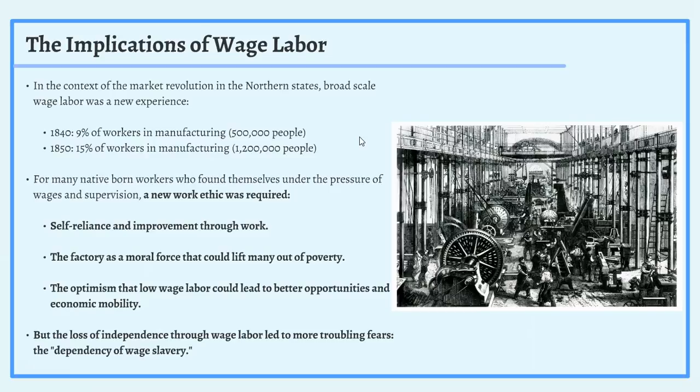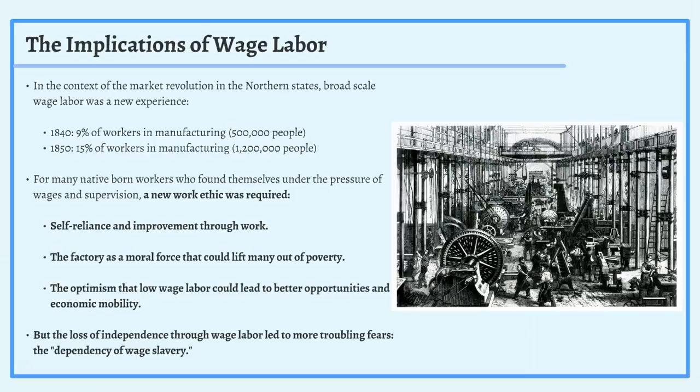If you go back to Thomas Jefferson and his yeoman farmer, the work ethic was always pretty clear. Whatever you produce, that's on you. And so that in and of itself, this idea of having to be self-sustaining for the very survival of your home and your family, that was a powerful motivation. But for many native-born workers who now find themselves under the pressure of wages and supervision, that work ethic was not useful anymore. And so what we get with the American factory system is also a new work ethic.